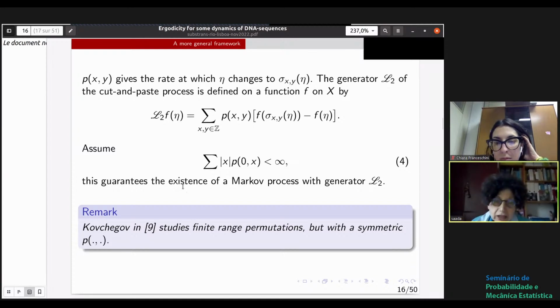And actually, I didn't mention that it's not symmetric because this type of cyclic permutations was studied by Kovshekov in a paper where he studied the invariant measures of finite range permutations as a generalization of exclusion, but he considered the symmetric P.